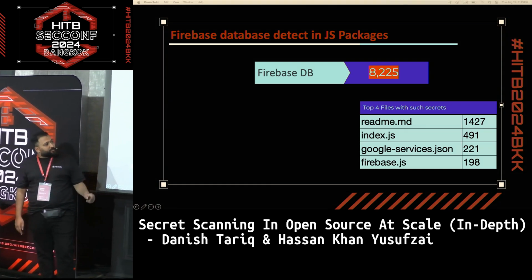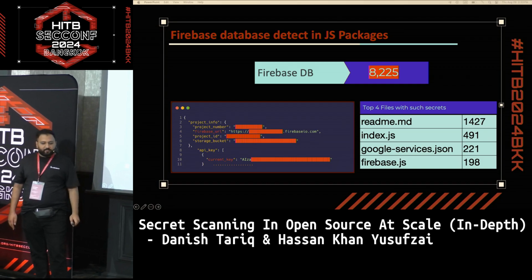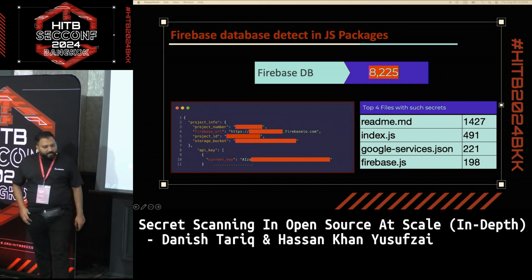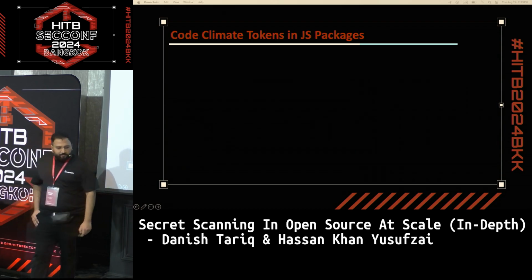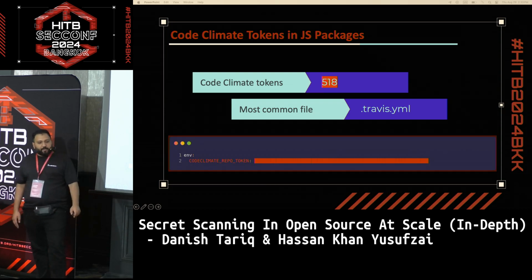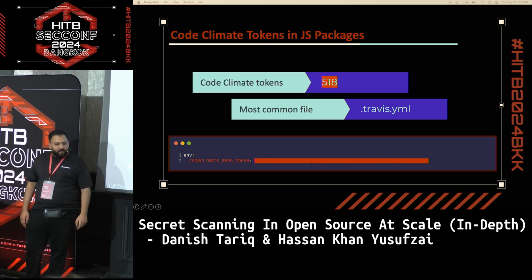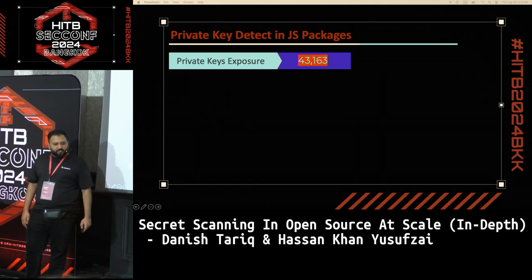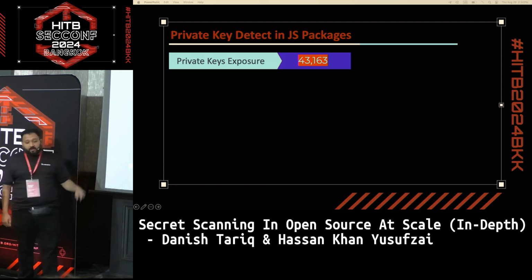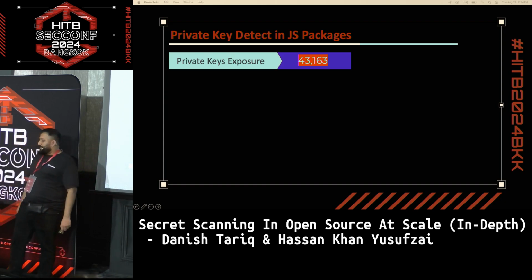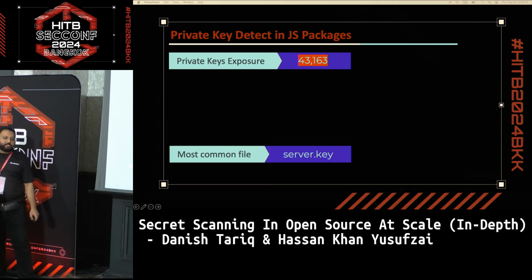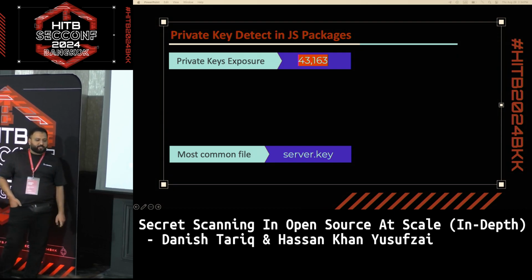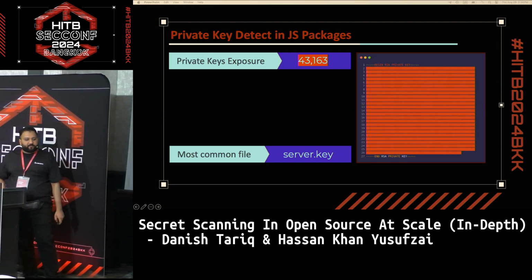Firebase was in a huge number, again with the README as the most commonly leaky file, I would say. Yes, this is the code of the actual NPM package. Code climate tokens were there, around 518. This is a sample of a code snippet. Private key, it's one of the highest numbers of occurrences in the NPM JS as well. Around 43,000 plus private keys were being exposed in the NPM ecosystem, and the most common file was server.key.